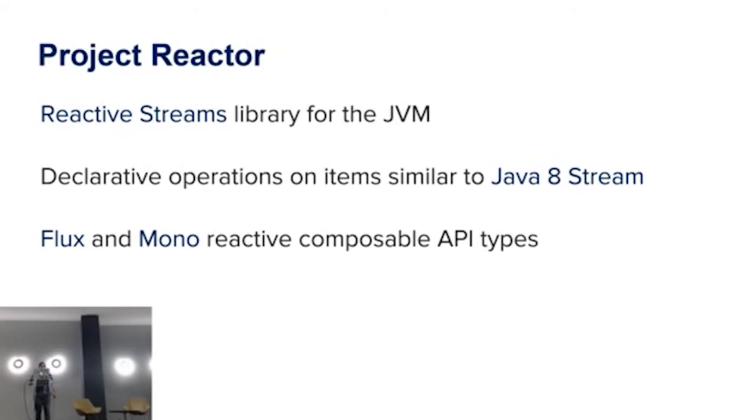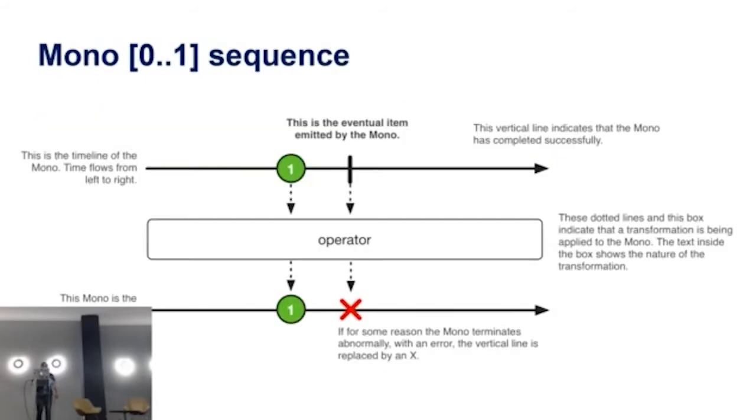With Project Reactor, it's going to provide you declarative operations on items. That's very similar to the Java 8 stream. So if you use Java 8 streams today, Project Reactor is going to provide you a very similar experience. So going back to the idea of an item or a collection, the types that we're going to use for this: a Flux is going to be a collection, and a Mono is going to be a single item.